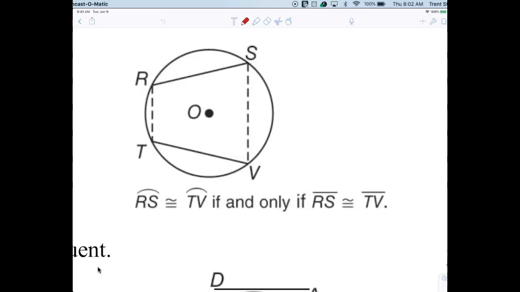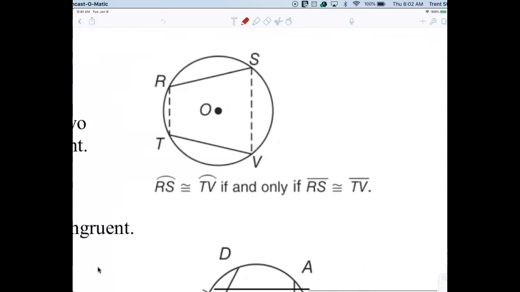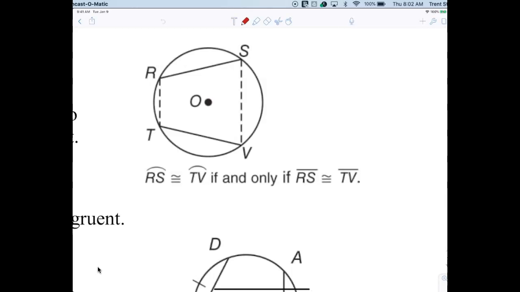If I tell you that RS is congruent to TV, then what does that mean? Someone who's paying attention, what does that mean? If chord RS is congruent to chord TV, what is true? The arc of RS. Yeah, it's really obvious. So that means that arc RS is congruent to arc TV. That's how simple it is.